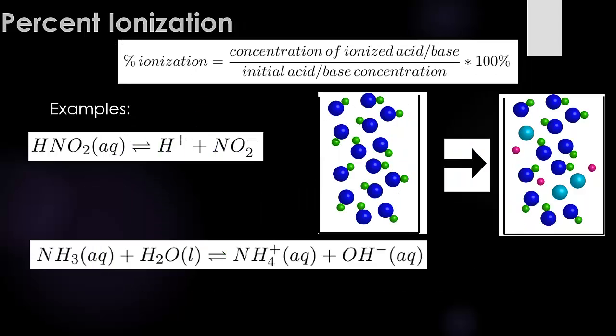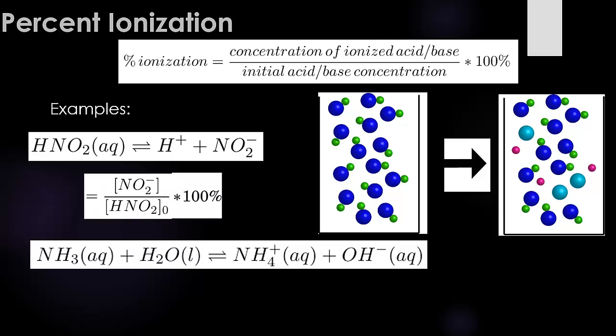Let's write down the formula for percent ionization of nitrous acid and ammonia. We'll put the amount of dissociated acid, or in other words, we can just say the nitrite ion, over the initial amount of HNO2 and multiply by 100%. Because we just want the number of dissociated atoms, we only put the nitrite on top, not the H+.